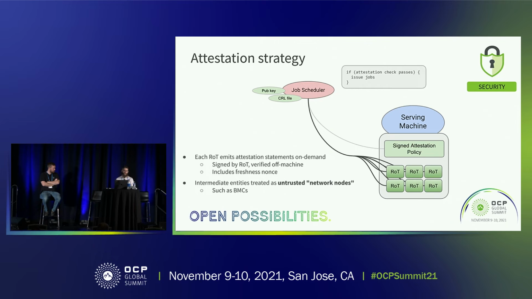The plan here is for each root of trust to emit a signed attestation statement on demand. And the requests to get these attestation statements will include a freshness nonce to prevent replay of those measurements. And everything in between, the job scheduler and the root of trust, is treated just like an untrusted node on a network. So if a hop drops that request and the machine fails to provide a valid set of measurements, the remote attestation is going to fail.